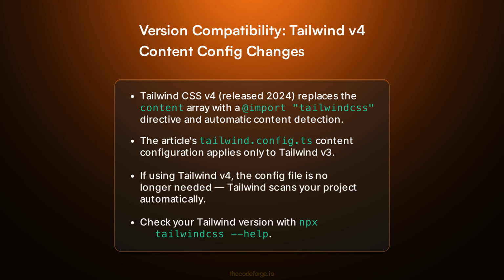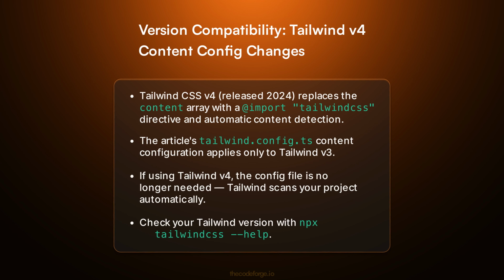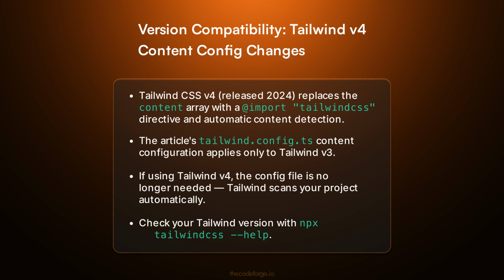Tailwind CSS v4, released in 2024, replaces the content array with an @import "tailwindcss" directive and automatic content detection. The article's tailwind.config.ts content configuration applies only to Tailwind v3. If you're using Tailwind v4, the config file is no longer needed. Tailwind scans your project automatically. Check your Tailwind version with npx tailwindcss --help.